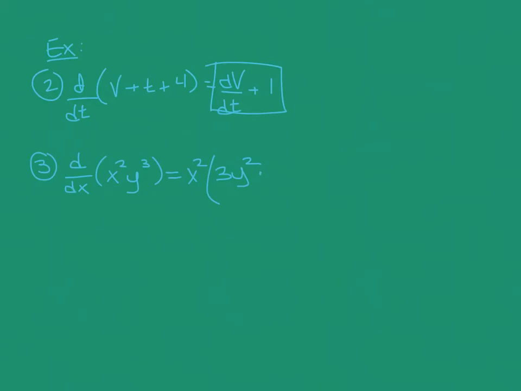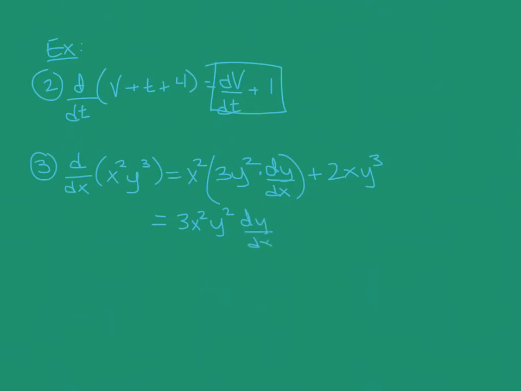multiplied by the derivative of y with respect to x. So we write dy/dx. Then we do plus the derivative of my first term, which is 2x, times the second one. So you'll notice we're only writing the dy/dx when we're taking the derivative of something that has a y. So please just make sure that you remember your rules.